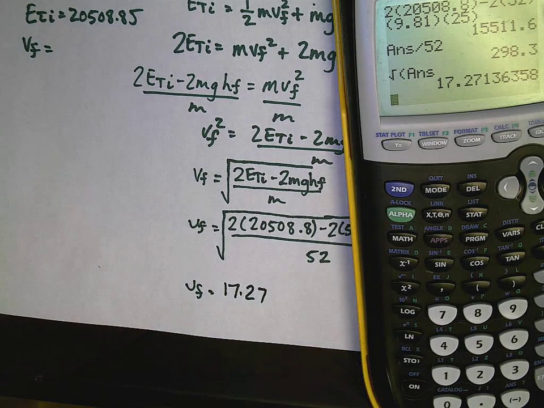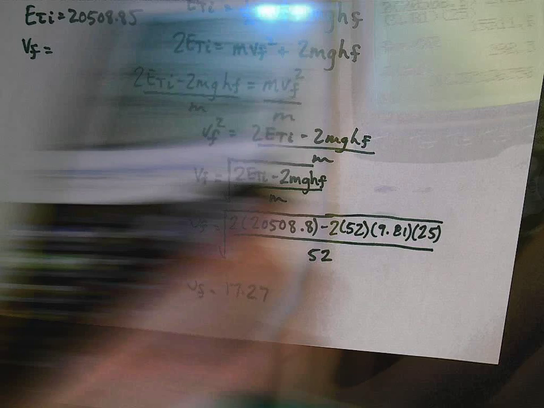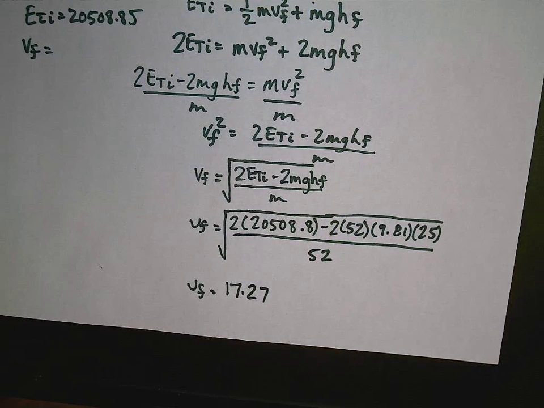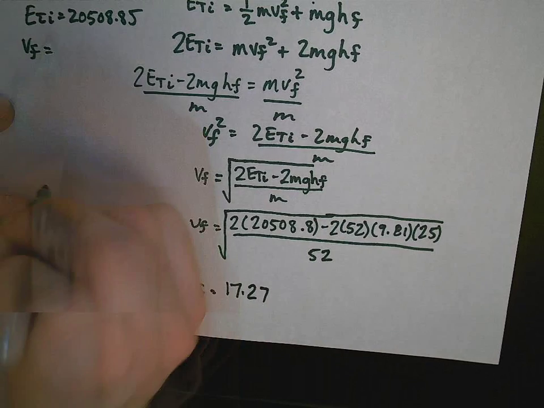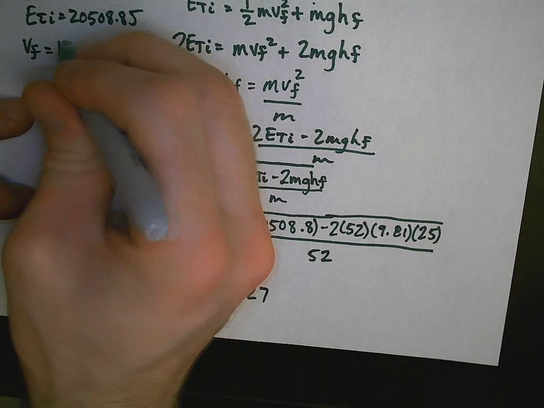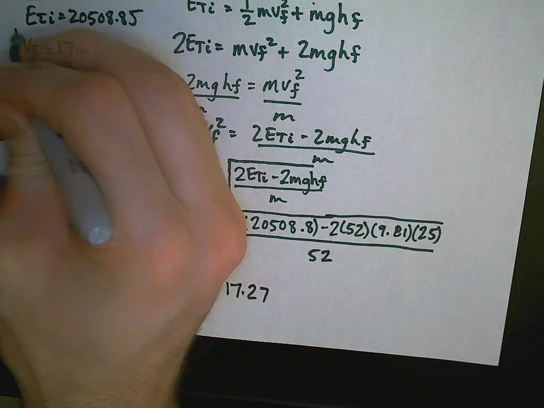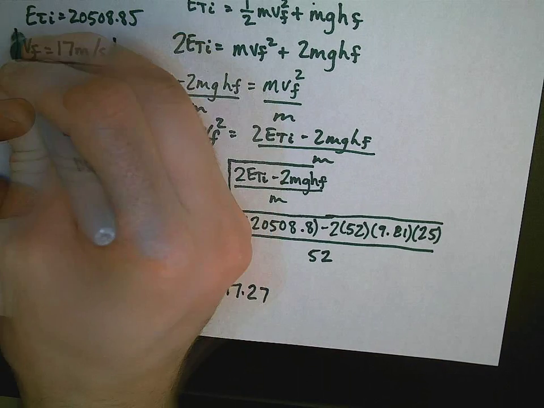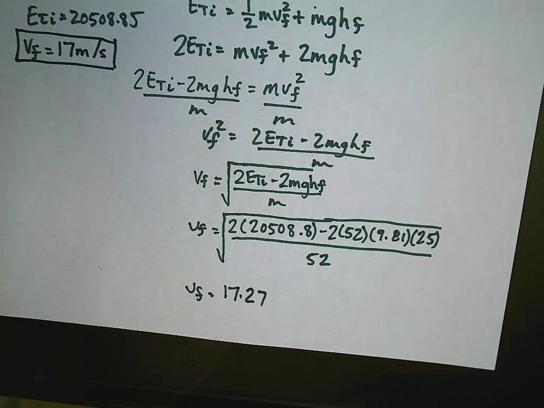And if we look at the question yet again, we need 2 significant digits, so our final answer, at 25 meters height, the final speed of that skier will be 17 meters per second. Which does, in fact, make some sense.